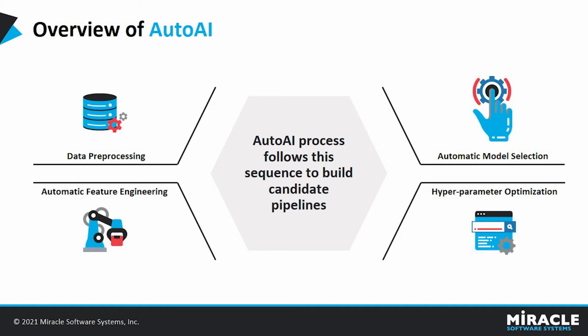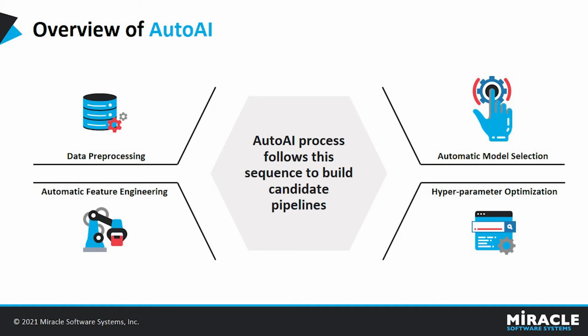The next step is automatic model selection. This helps in fitting the best algorithm for your data. For this, the user has to select a column from the dataset, which will act as the target column. Based on this, the model selection will be done.